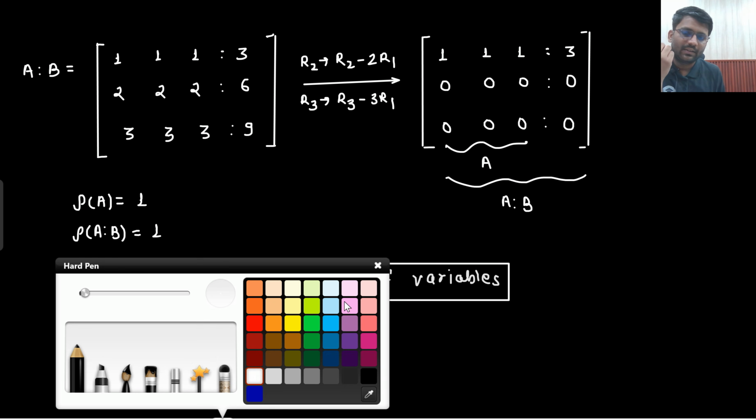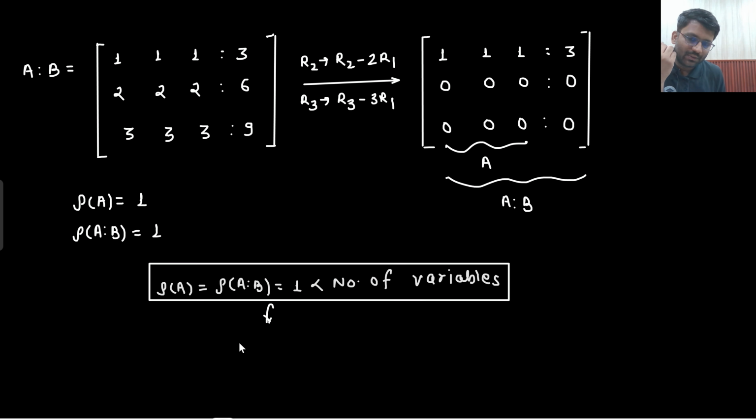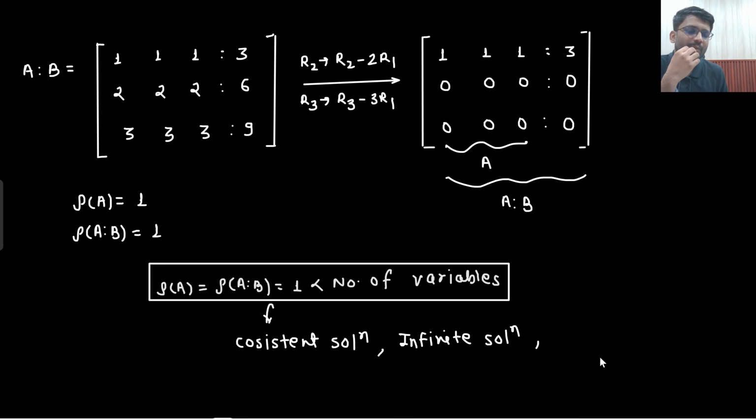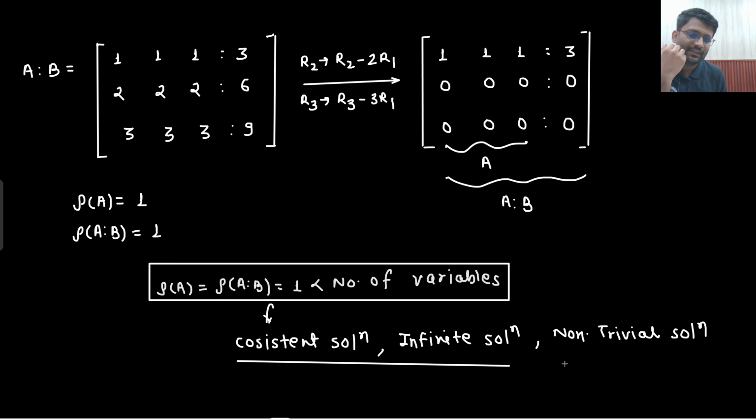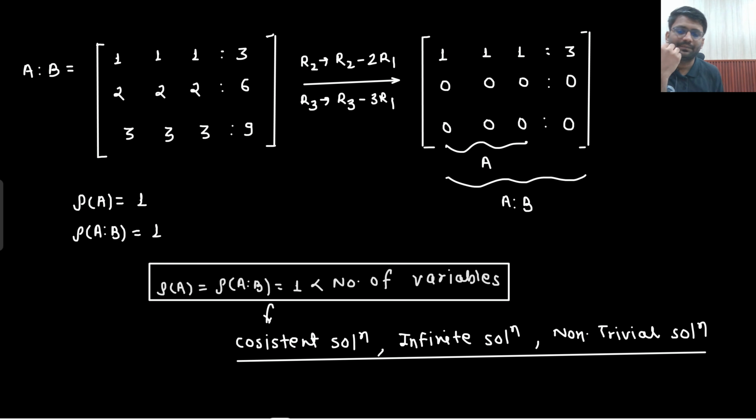So what are you getting? This will be a consistent solution. That means a solution would exist. What could be the other name? Infinite solutions. There will be an infinite number of solutions. And what could be the other name? The other name is non-trivial solution. So these 3 names are there: consistent solution, infinite solution, non-trivial solution.